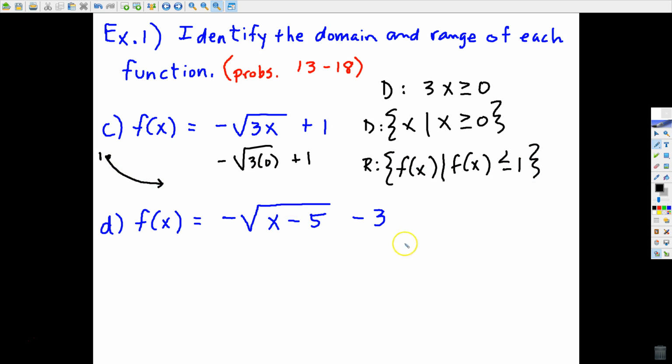All right, let's try another one. Letter D, define the domain. Take the part from underneath the radical, x minus 5. Make it greater than or equal to 0, because that's what it has to be. And you will get the domain will be all x that are greater than or equal to 5.